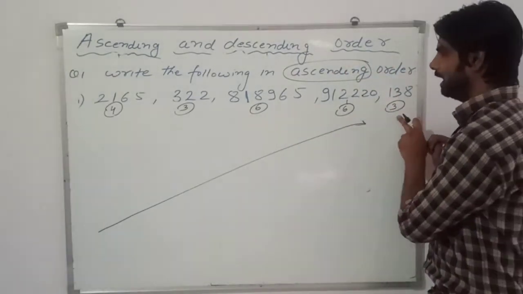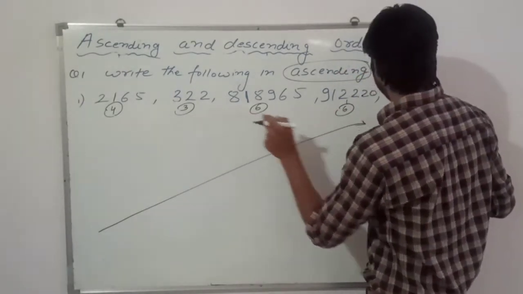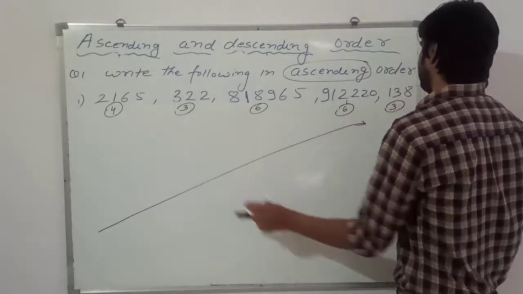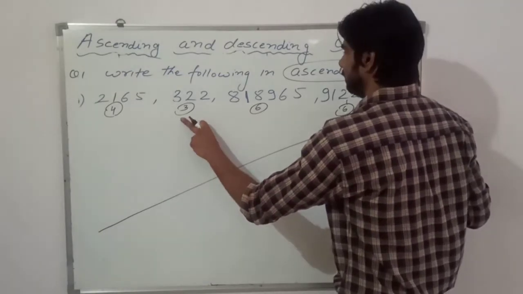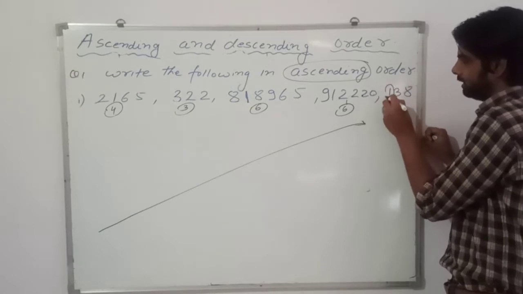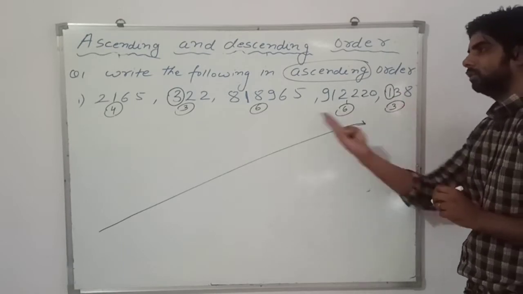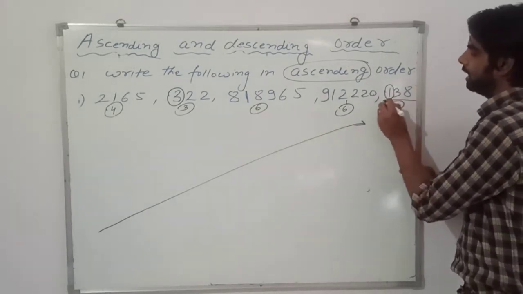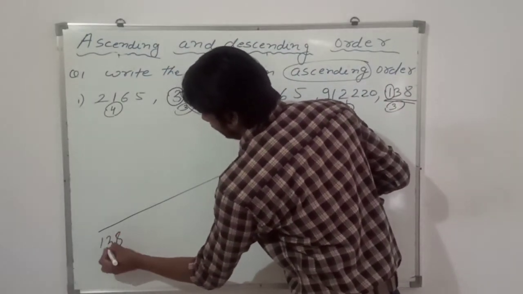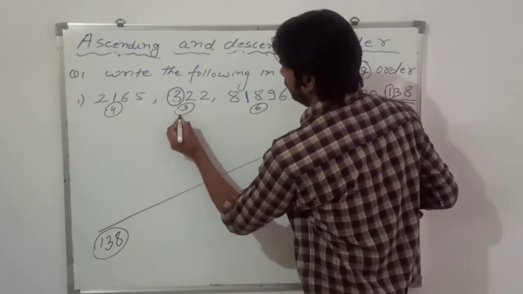So here we have 3 digits and 3 digits, and 4, 6, 6. Which will be the smallest number? Either this one or this one, both have 3 digits. Between these two, which one is smaller? The first digit here is 1 and here the first digit is 3. Which one is smaller, 1 or 3? 1. So 138 is the smallest. So 138 will come first.